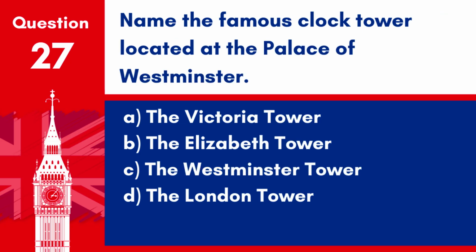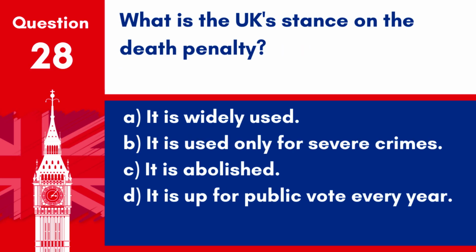Question 27. Name the famous clock tower located at the Palace of Westminster. A. The Victoria Tower. B. The Elizabeth Tower. C. The Westminster Tower. D. The London Tower. Answer B. The Elizabeth Tower. The famous clock tower at the Palace of Westminster is known as the Elizabeth Tower, though it is often mistakenly called Big Ben.